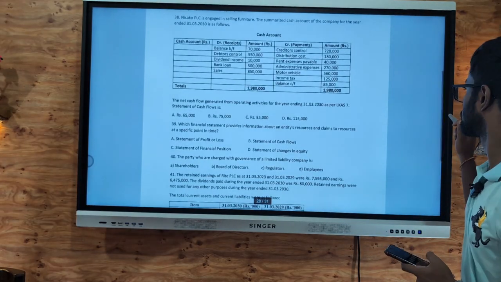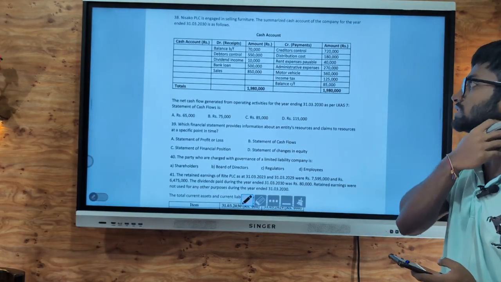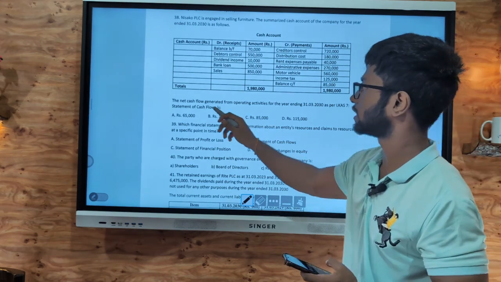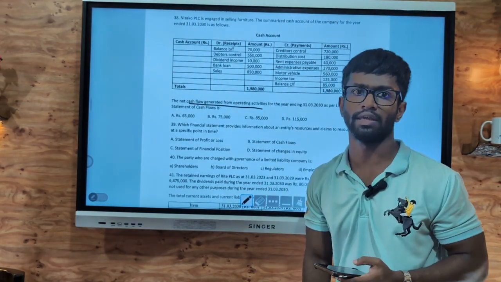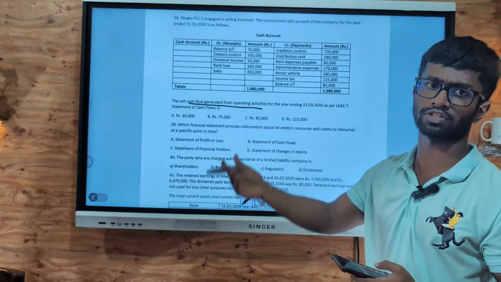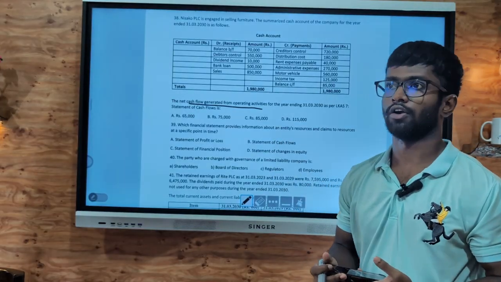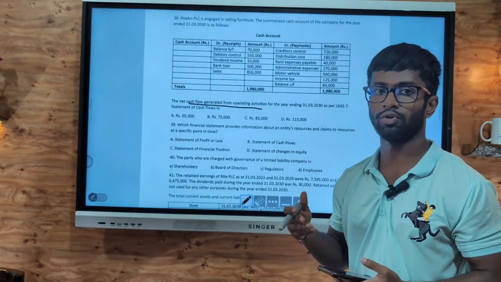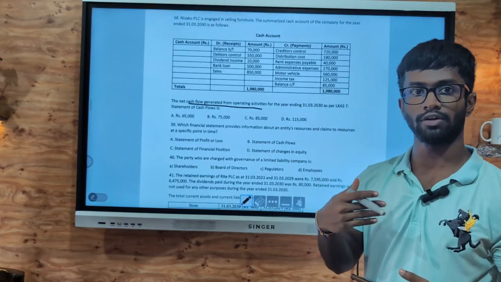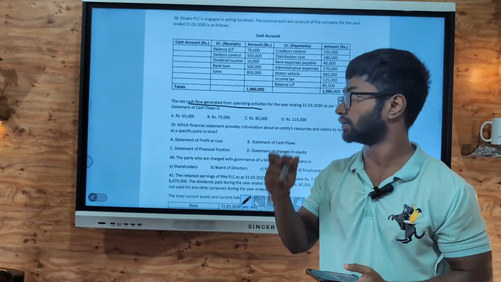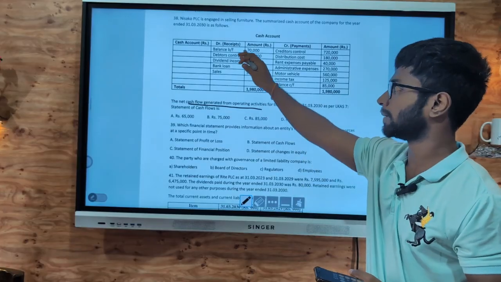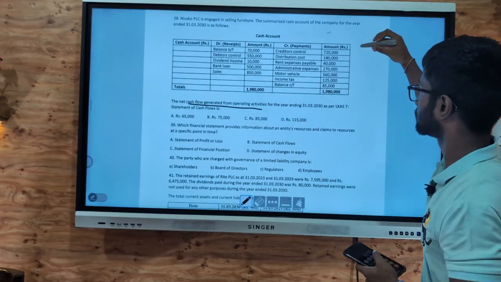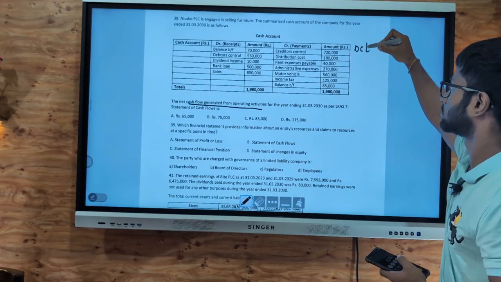38. What we have to get is the net cash flow generated from operating activities. So here what we can see is we have a cash control account. Now out of these items, you have to identify which affect your operating activities. Now just look at the cash inflows. Opening balance you don't take. Debtors you take.